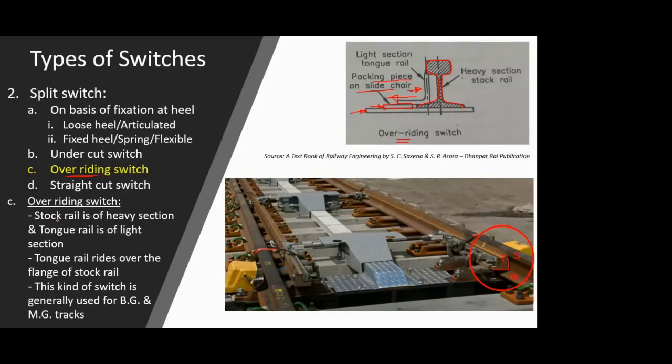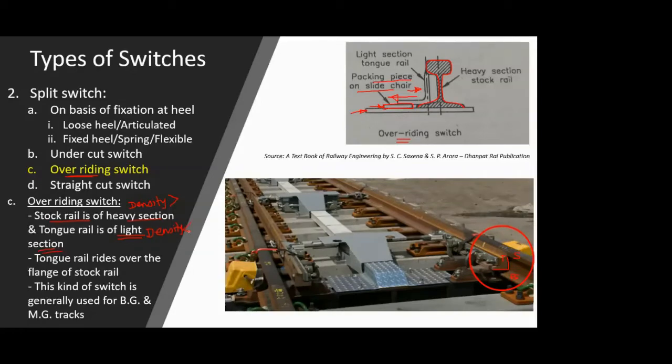So coming to the theory, the stock rail, in this case of a switch, is a heavy section, and the tongue rail is a light section. Now again, if you logically think why the tongue rail will be of light section, as in the density, if I say in very simple terms, heavy section means the density is more. That is, if you just weigh 1 meter length of this kind of rail section, it will have more weight than the light section. Light section will have a lesser density as compared to the heavy section.